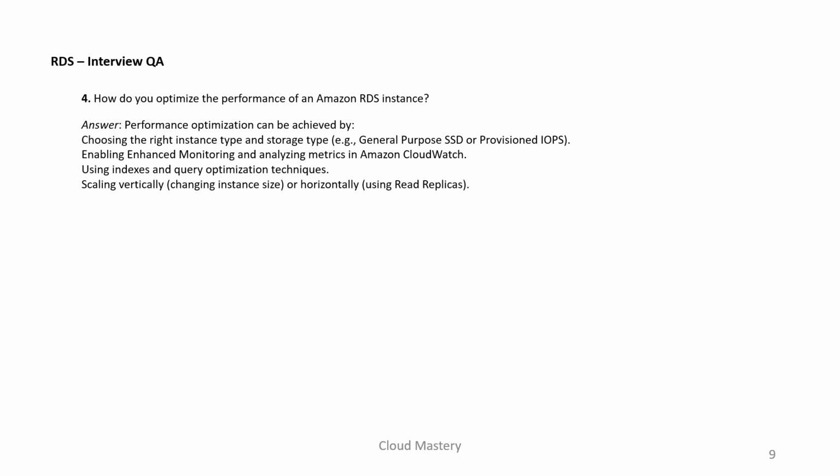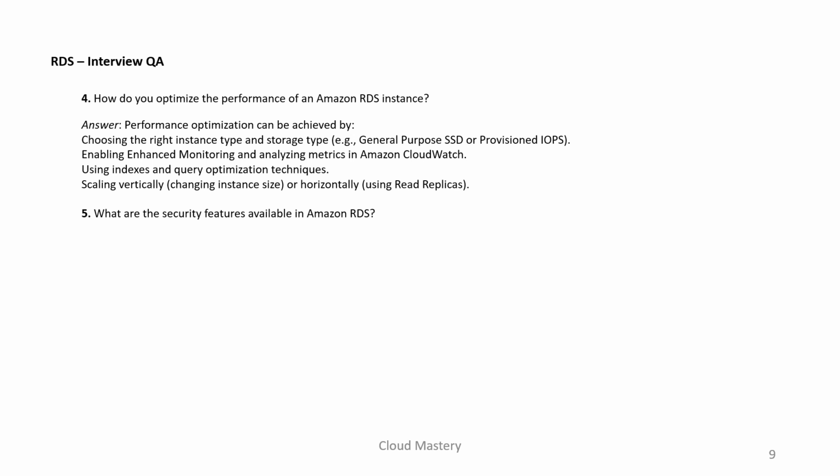Also we can use Performance Insights, and we can check our indexing and query optimizations, what kind of indexing is there. We can tune our indexes and queries. Also we can think about scaling vertically or horizontally. When I say vertically, it means changing the instance size, and horizontally you can use read replicas. So that is the way you can answer these questions to the interviewer.